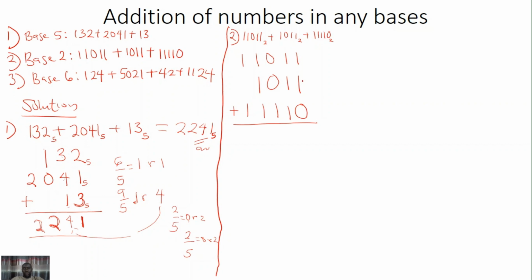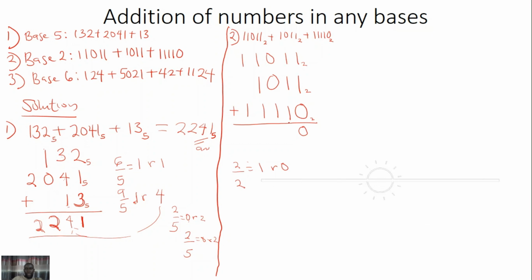We'll say 1 plus 1, that is 2, plus 0 is still 2. But instead of us to write 2 here, what we're going to do is to divide 2 by the number base, which is 2. Okay, and this is going to give us 1. 2 divided by 2 is 1, remainder 0. So what we're going to write down is 0. Okay, we go to the next column.